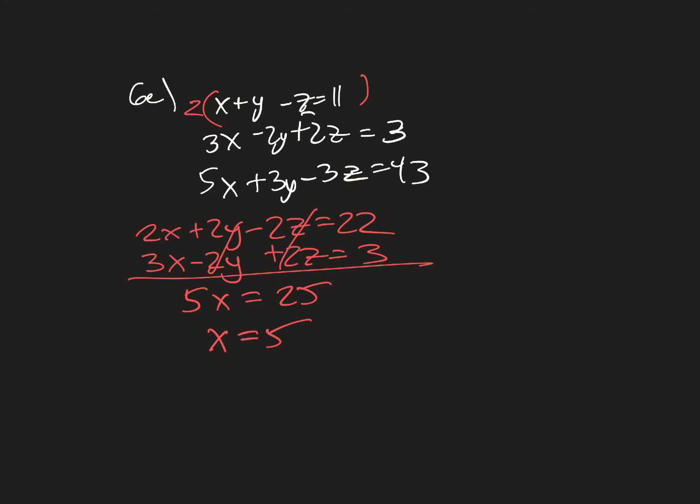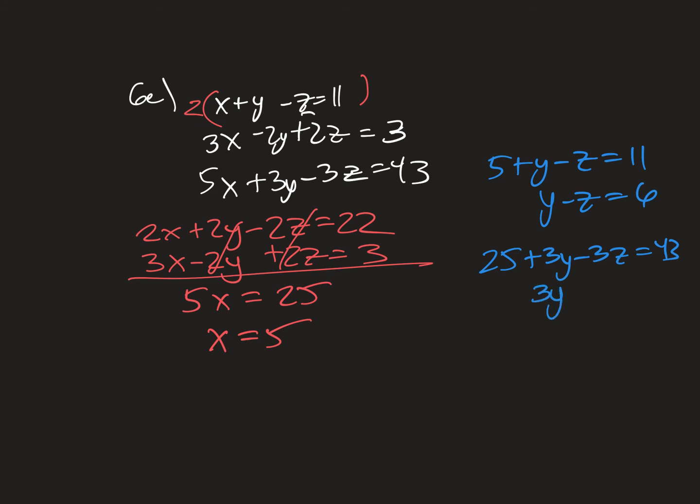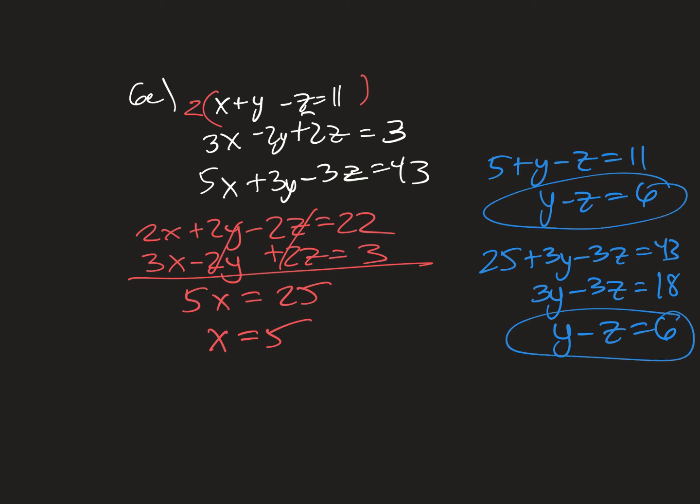Okay, so if I plug in x is 5, for equation 1 I've got 5 plus y minus z equals 11, or y minus z equals 6. And if I put it in for equation 3, I've got 25 plus 3y minus 3z equals 43, or 3y minus 3z equals 18. But if I divide by 3, I get y minus z equals 6. Well, notice if I'm working with these two equations to solve the system, they're the same thing. So if you try to eliminate, you just get 0 equals 0.